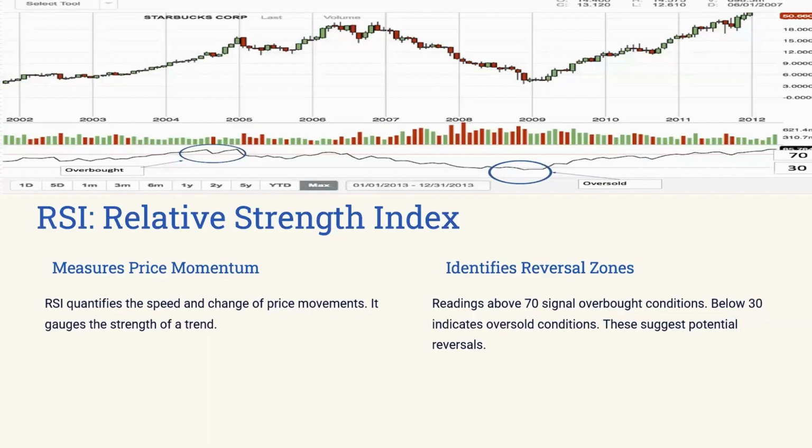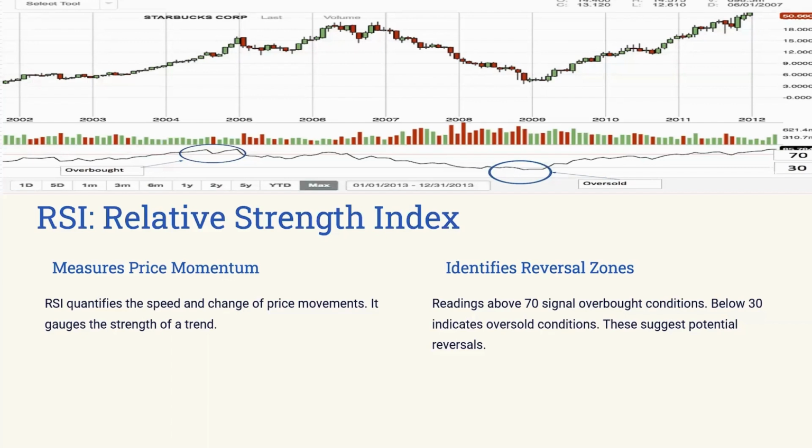From an analogy view, imagine RSI is a car speedometer for the market. When the speedometer, RSI, goes too high above 70, it's like the car is going too fast and might need to slow down, a pullback. When it's too low, below 30, the car is going too slow and might be able to speed up, a bounce.